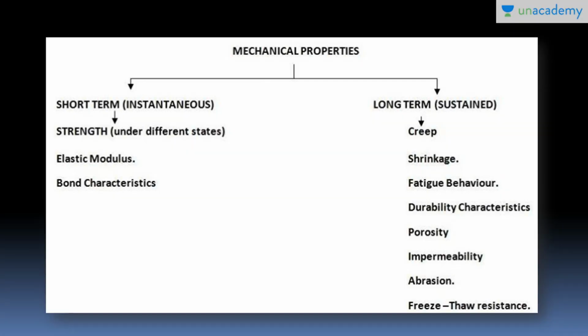So some of the mechanical properties are short-term, that means instantaneous properties, and long-term or sustained properties. It can be divided into two generally. Short-term properties include strength under different states, elastic modulus, and bond characteristics. In the long term we have creep, shrinkage, fatigue behavior, and durability characteristics: porosity, impermeability, abrasion, and freeze and thaw resistance.